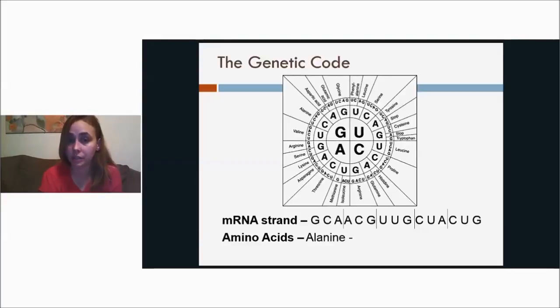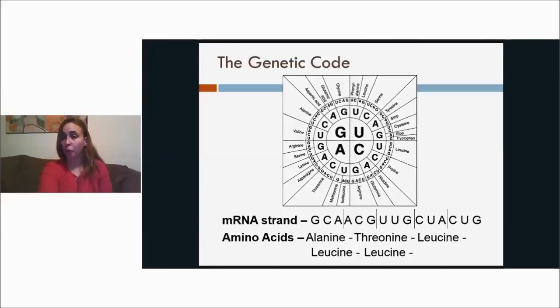And your amino acids are alanine, then threonine, then leucine, leucine again, and leucine again. You'll notice that there are 3 different codons here for leucine. So like I said before, there are many codons that will code for the same amino acid.